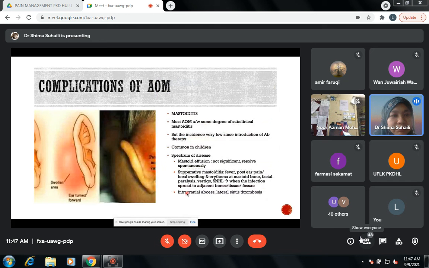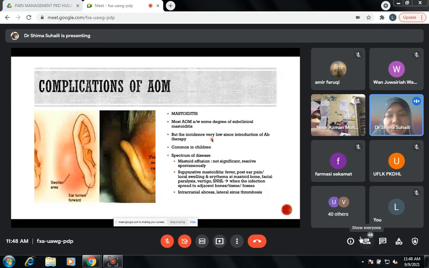Okay, this is the last topic, the last chapter, about the complications of AOM. The first complication that we should be aware of is mastoiditis. Mastoiditis is in the area behind the ear. At the back of the ear, there is a bone that we call the mastoid bone. So any infection of the middle ear can cause some degree of infection to the mastoid bone.